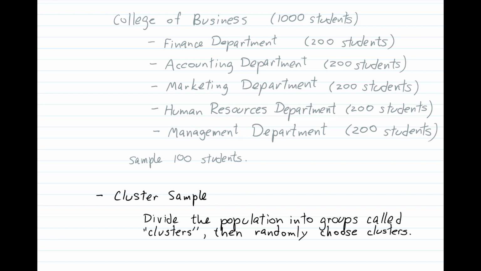Well, that might be way down the list, okay? And so if you're choosing every 10th person and your random starting point is way down the list, then you're going to get to the end of the list before you're done choosing 100 people. And so you would just go back up to the top of the list and continue. Okay? That's called a systematic sample.